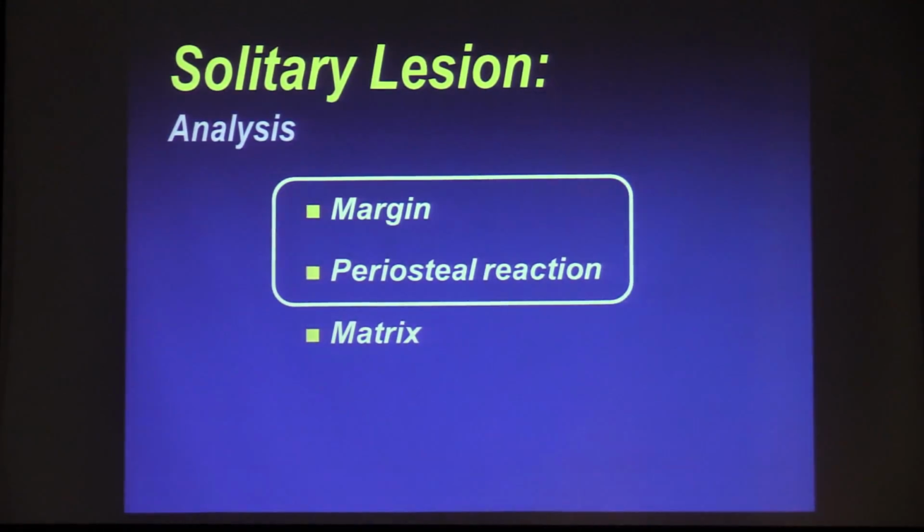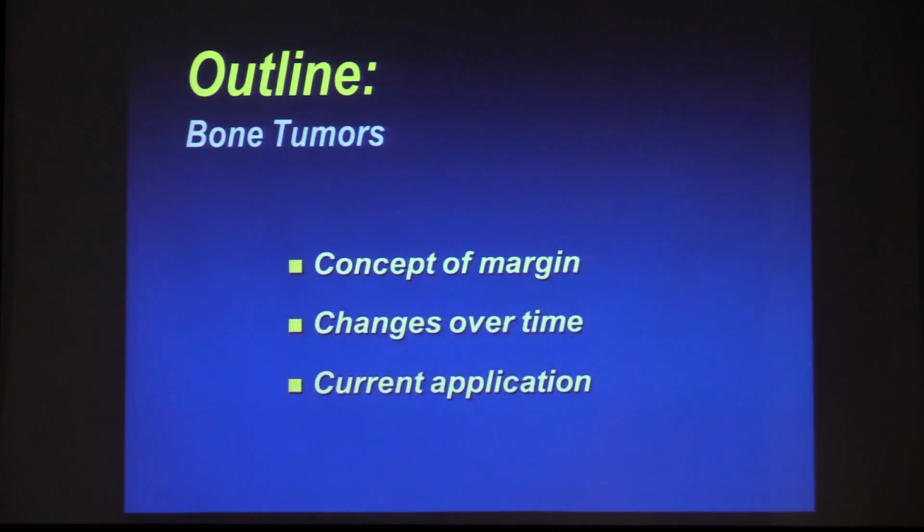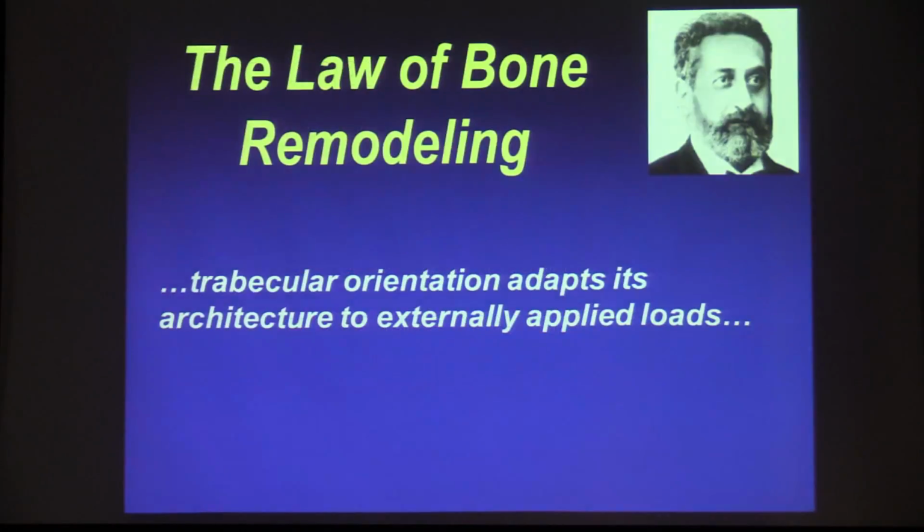Margin and periosteal reaction really assess the biological activity of a process, the relationship between the lesion and the host, and it's so critical. Of those, of course, margin is key, because there is no better indicator of the biological activity than the interface between the lesion and the host, as demonstrated by that margin. So what I'd like to look at today is the concept of margin, again, how it's changed over time and its importance to the current imaging applications.